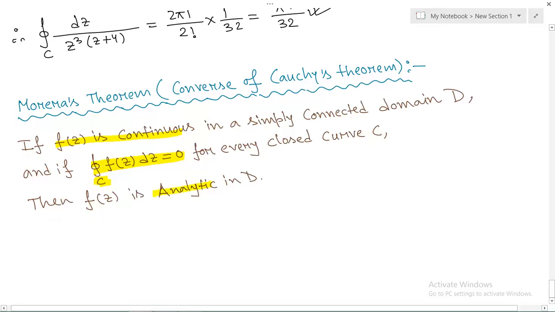Okay, so this is the converse part. For Cauchy's theorem, it is initially given that it is an analytic function, then the value of the integration comes 0. The converse of Cauchy's theorem says that the function is continuous and the value of the integration is given as 0 already. From there we can conclude that the function is analytic.